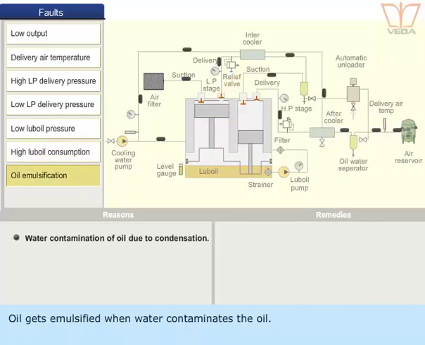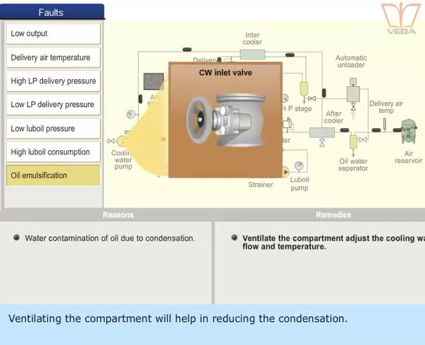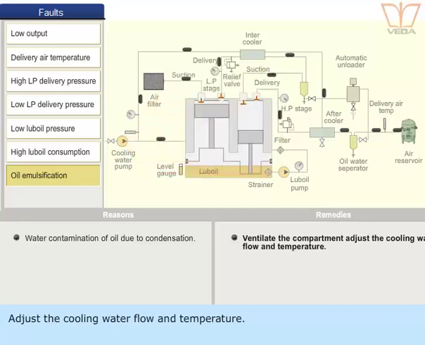Oil gets emulsified when water contaminates the oil. It happens in humid conditions due to condensation. Ventilating the compartment will help in reducing the condensation. Condensation of air can also take place if the compressor is overcooled. Adjust the cooling water flow and temperature.